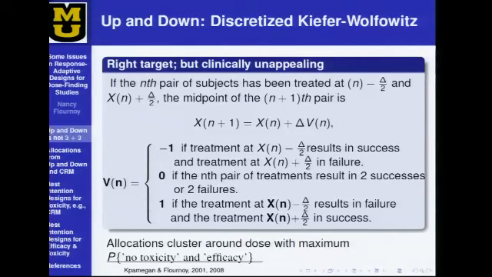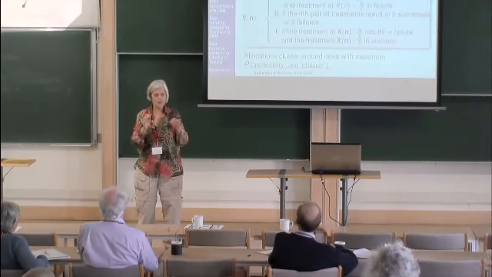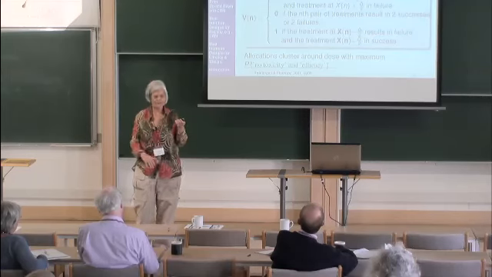It basically says you treat patients in pairs, and if you have a failure here and a success here, you move this way, and if you have a failure here and a success here, you move this way, and if the two responses are the same, you don't do anything, or you can flip a coin, and that procedure will cluster the treatments around the best dose.